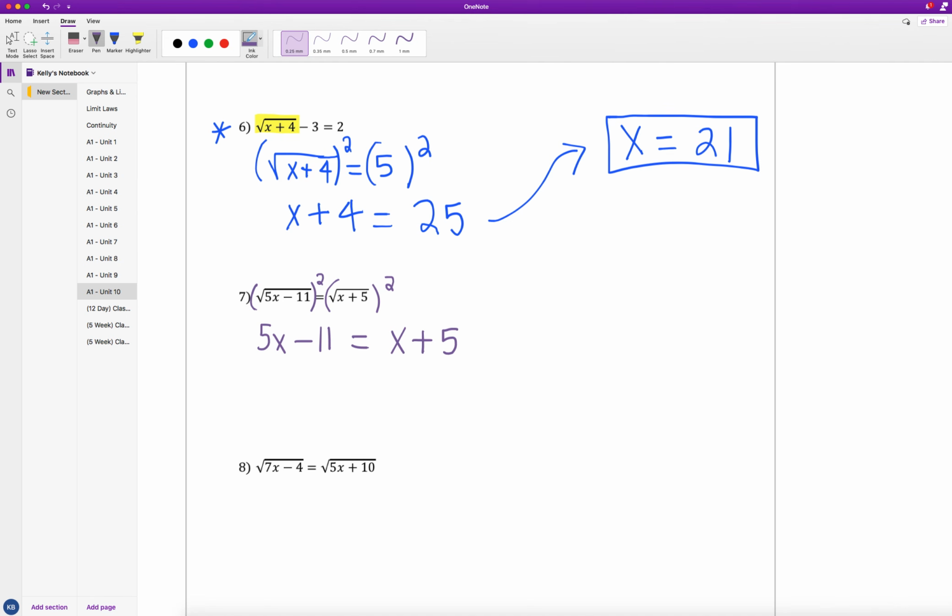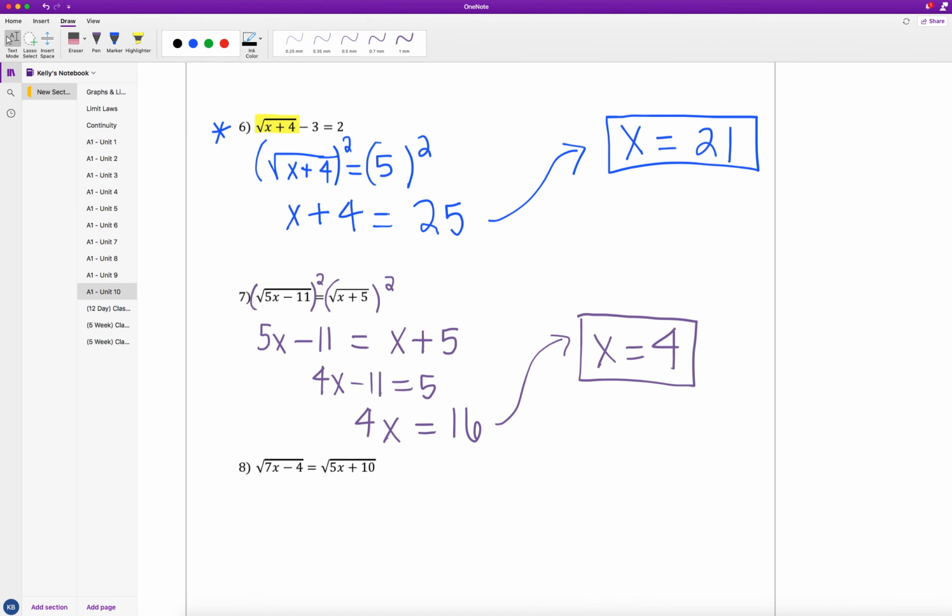From here, we're going to isolate x, so I'm going to subtract our x from both sides to combine some like terms. So I'll get 4x minus 11 equals 5. Then add the 11 to the other side and get 4x equals 16. Then to get x by itself, we're going to divide through by 4 and get x equals 4.